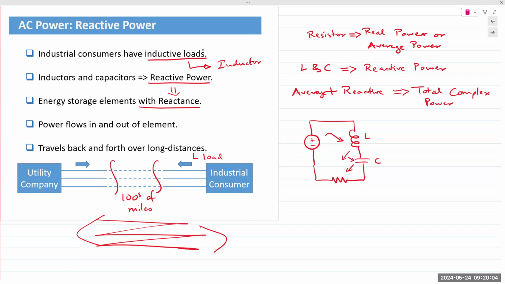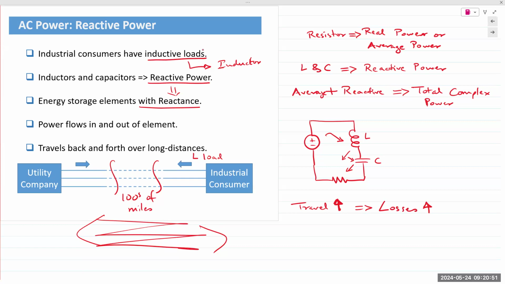Make sense? Right? So in this energy transfer, the real power is doing the actual mechanical work, but the reactive power, meaning the power associated with the reactance, is not doing any real work except setting up the magnetic field in that inductive load. It is transmitted back and forth over long distances. The more it travels over long distances, the more the losses in the line increase. And that is a big concern.